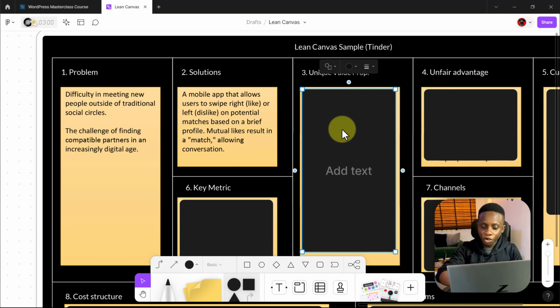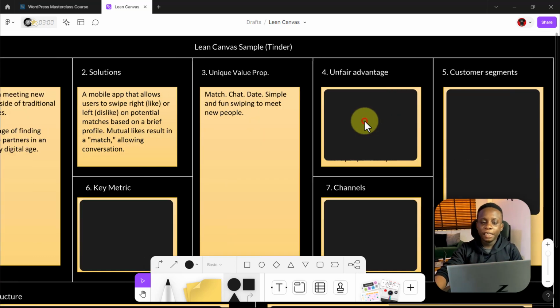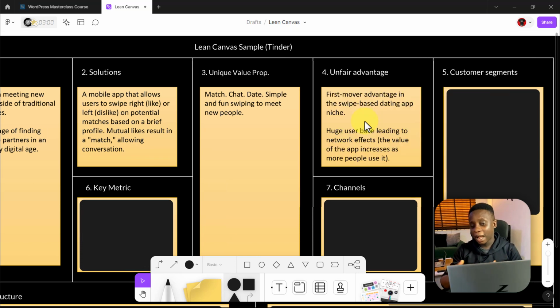The third one, unique value proposition. What made them different, and what was their unique proposition? They had matches, they had chats. Back then this was rare. They had dates. It was simple and fun, and I think they were the first to bring the swipe-to-meet concept. I don't know, but I think so. Then the fourth one, unique advantage. What advantage did they have? They had the first mover advantage in the swipe-based dating app. They also had a huge user base leading to a network effect, so the value of the app increased as more people used it.